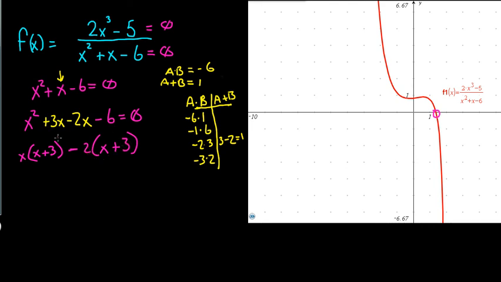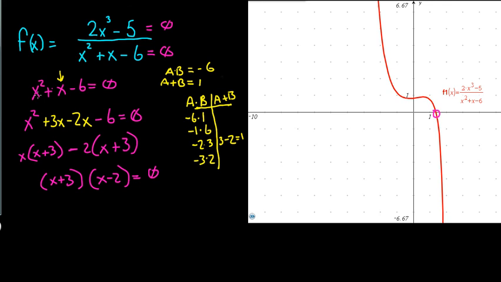So this is the same deal. Well, we've got an x plus 3 plus an x plus 3. So you can factor that out. And you've got a negative 2 and an x, so x minus 2. And there you are, and now you have that factored.